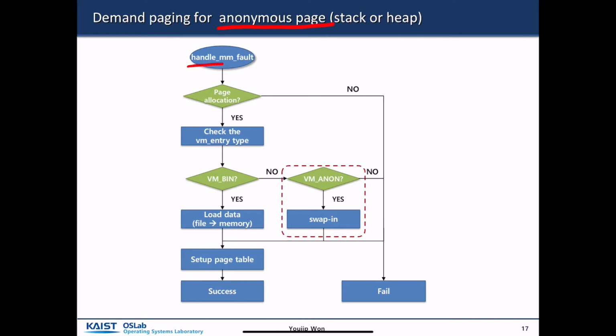When a page fault occurs, check whether we have to allocate a page or not. If we have to allocate a page, then we have to check the type of the page we have to bring in. If it's a binary file, then load the data from the disk. And if it's an anonymous page, then we have to swap in the associated page from the swap space. That's two things so far.